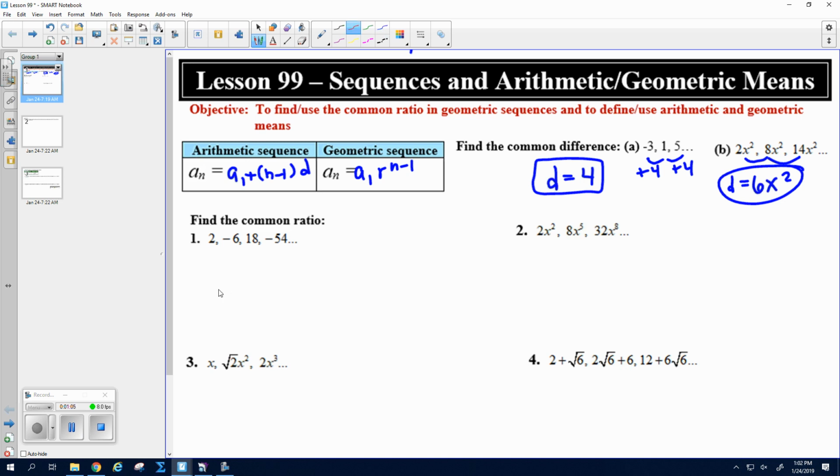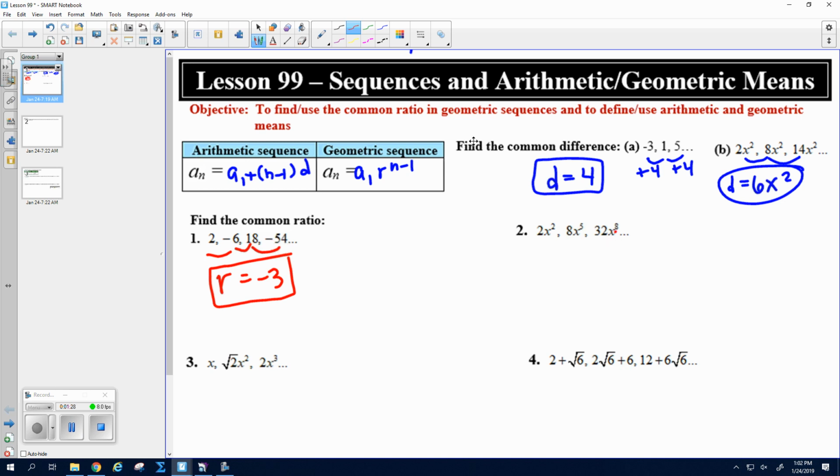In other words, what am I multiplying by every time? If it's alternating signs, that means I'm multiplying by a what? Negative. So my common ratio, 2 times what is negative 6? There you go. And then I'd multiply by negative 3 and get 18, and multiply by negative 3 and get 54, right?